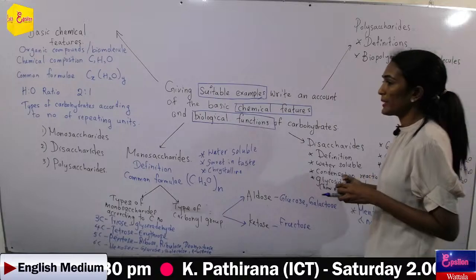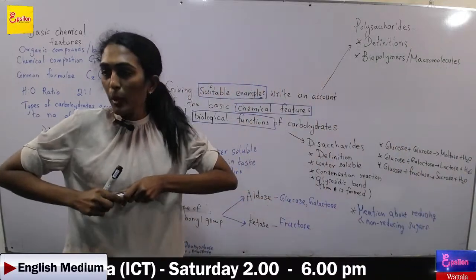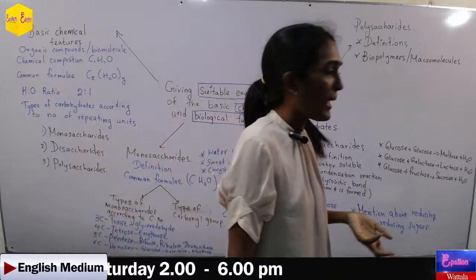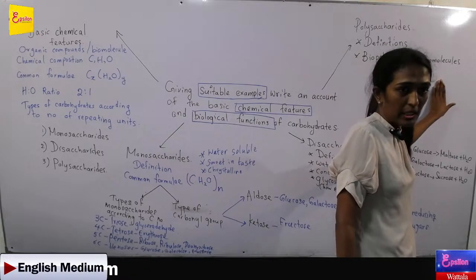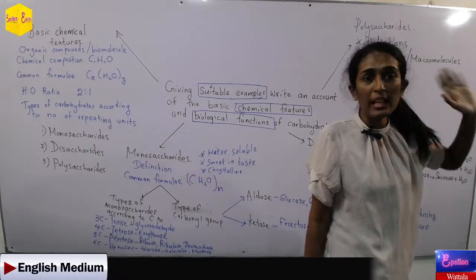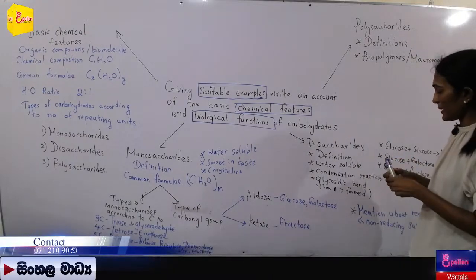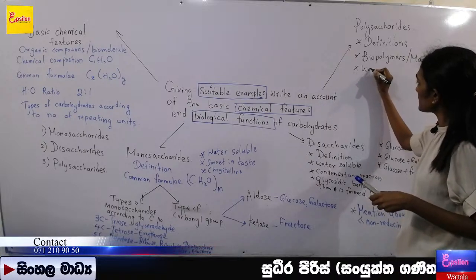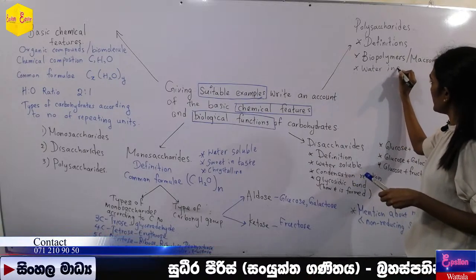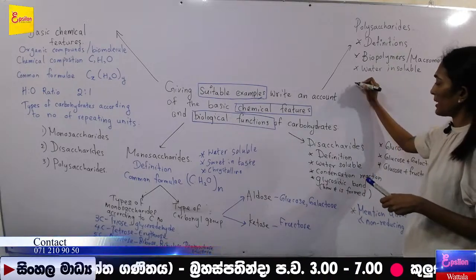Right, if you remind the definition again, what are biopolymers? Molecules which are having more than one repeating unit, isn't it? And then macromolecules, molecules which are having larger molecular weight, we call it as macromolecules. Right. So what can you say about the water solubility? Insoluble.